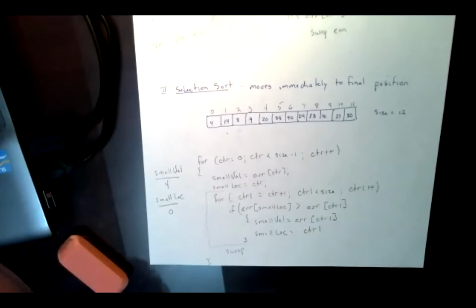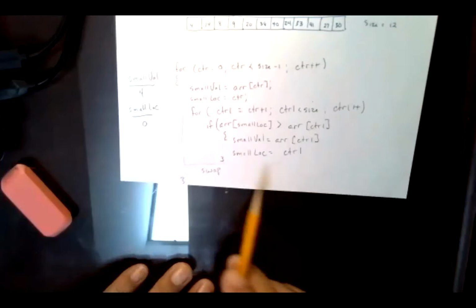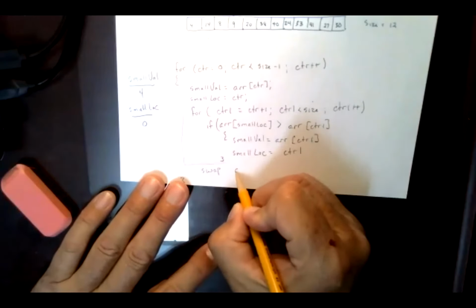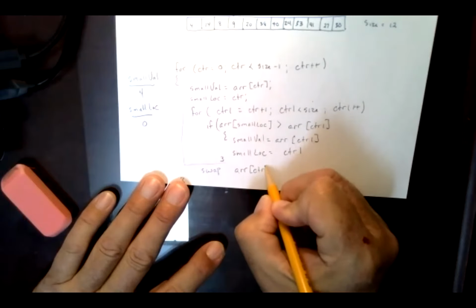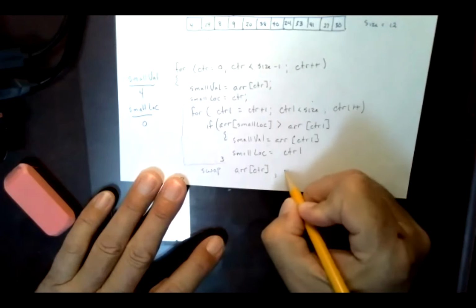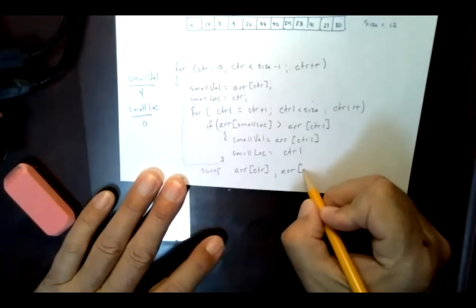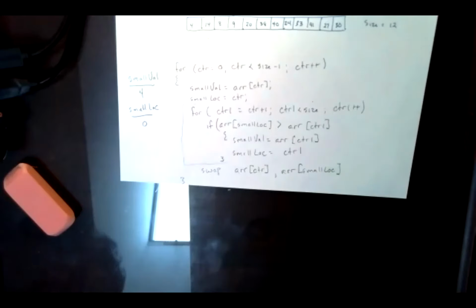I'd like to swap. What would I be swapping? The value at counter and the value at counter + 1, or counter - 1. I'm swapping array sub counter with array sub small location. Small location. Very good, because that's where the smallest one should be coming out of this.